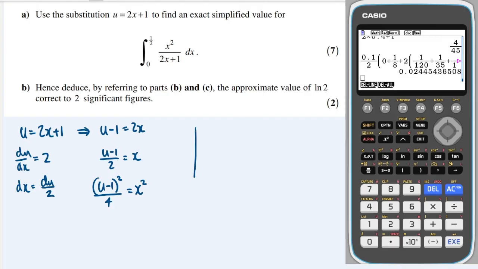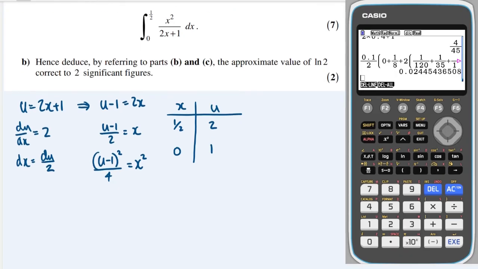I'm also going to need to do my limits. So I know that x, at the moment, we have a limit of 1/2 and 0. So what would that be for u? Well, u is 2 times the x plus 1. So 2 times 1/2 is 1 plus 1 is 2. And 2 times 0 plus 1 is 1. Okay, I think I'm good to go now.